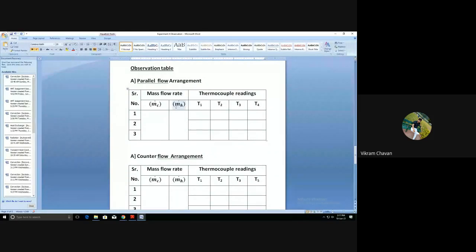So meanwhile you can draw this particular chart. Okay, observation table. So mass flow rate you require for the cold fluid and the hot fluid, then thermocouple readings. Okay, so if you want to take one, two, three readings, then there is no problem. And if you want to take only one reading after some time, then also no problem.